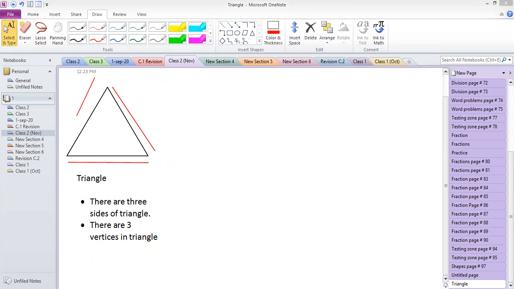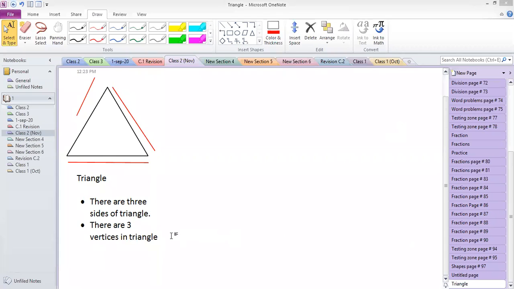Good. Can you tell me how many sides are there in square? Four. Four. Very good. And can you tell me how many vertices are there in square? Three. Okay, guys, very good. I think you got it.